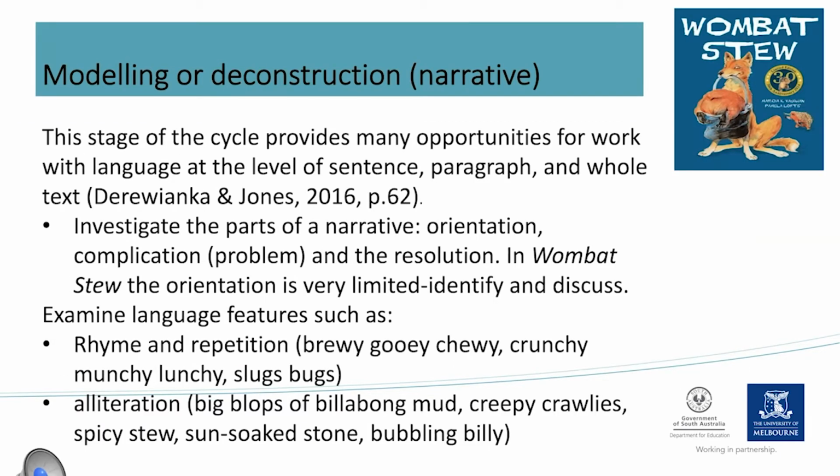In the modelling or deconstructing stage of the cycle, aspects of the text are modelled and then deconstructed with the students. Language features are examined, and in the mentor text Wombat Stew, these elements include rhyme and repetition and alliteration, which promote phonological awareness. Additionally, the structure of a narrative can be identified, including the complication and resolution. In Wombat Stew, for example, a discussion on the very short orientation in this text could be undertaken, including an investigation of how the author described the characters and setting.